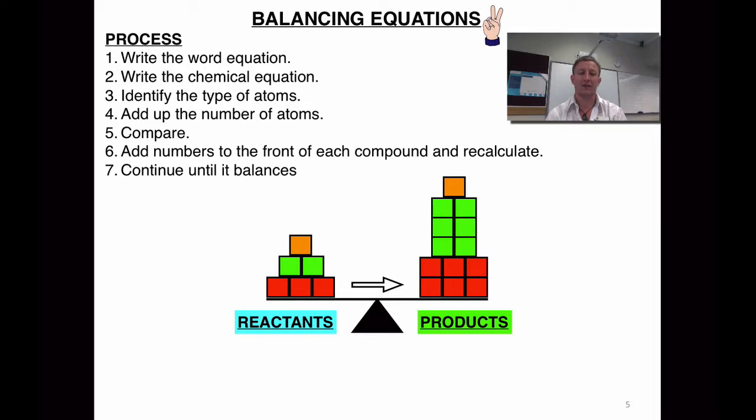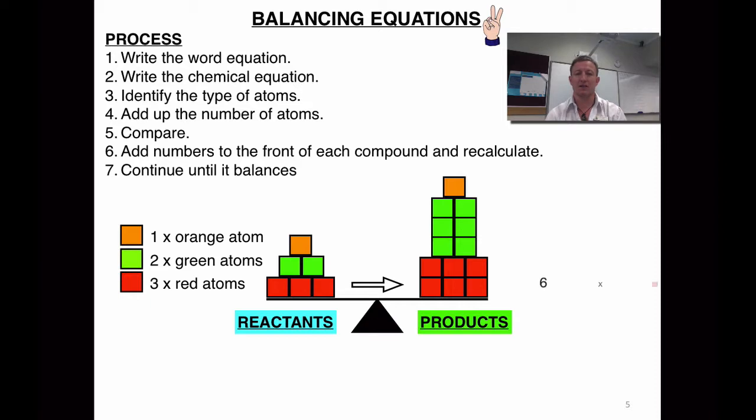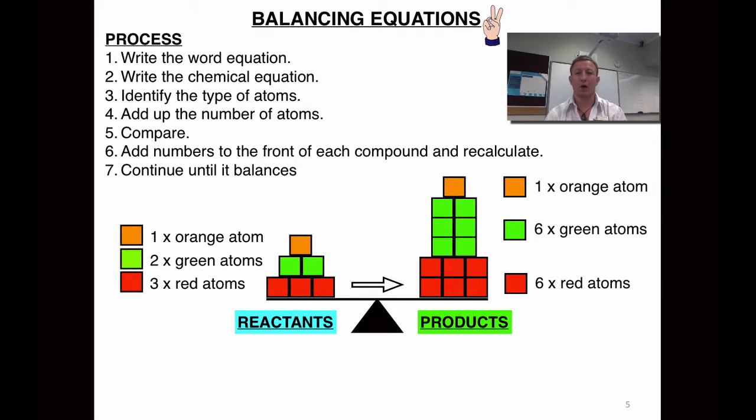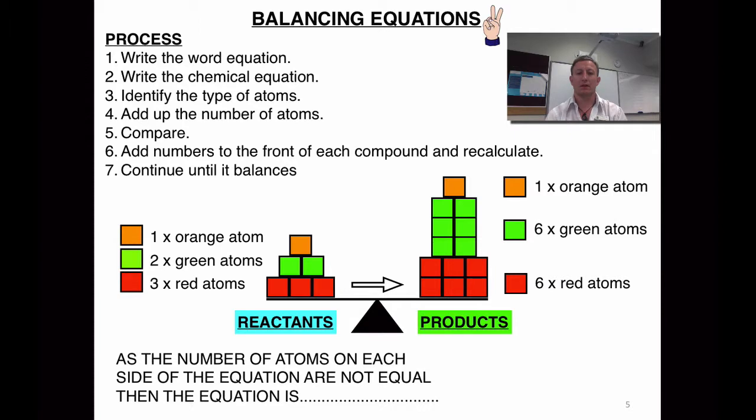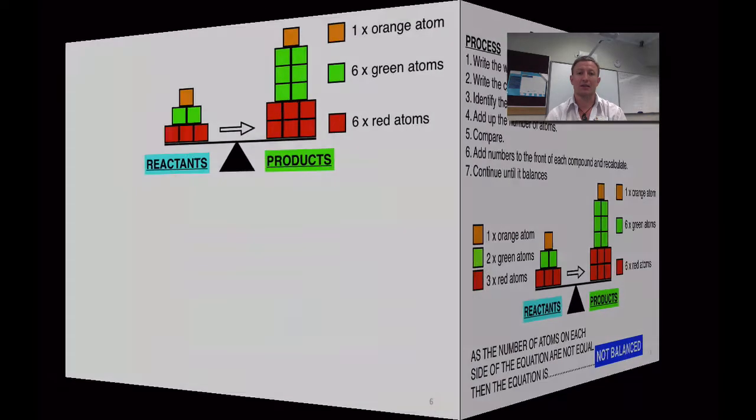Well, on the left-hand side, we've got 3 lots of red atoms, 2 lots of green atoms, 1 lot of orange atoms. But on the right-hand side, we've got 6 lots of red atoms, 6 lots of green atoms, 1 lot of orange atoms. Okay, now straight away, you can see that the type of atoms are correct, but the numbers are not. They're what we call not balanced.